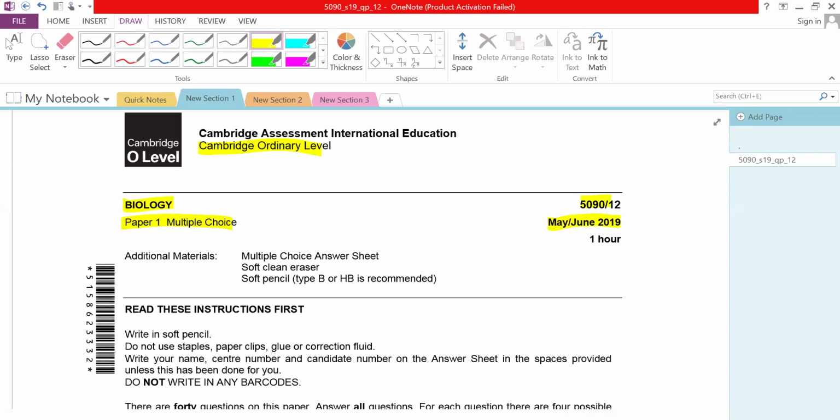This paper is of 1 hour and it contains 40 MCQs. Each MCQ question has 4 options and you have to select one option. Let's get started.